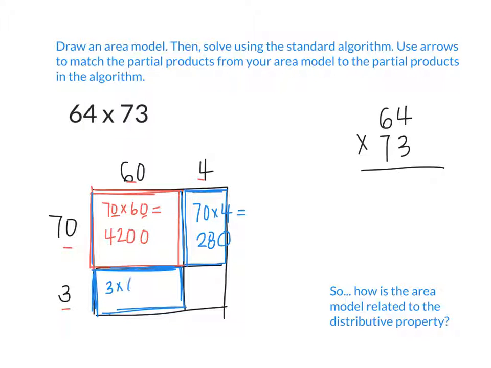3 times? 60. Good. What's 3 times 6? 18. And then how many factors of 10 are there? 1. So 180. Okay, last but not least, what is the length from here to here? 3. What about from here to here? 4. So how do I find this part?